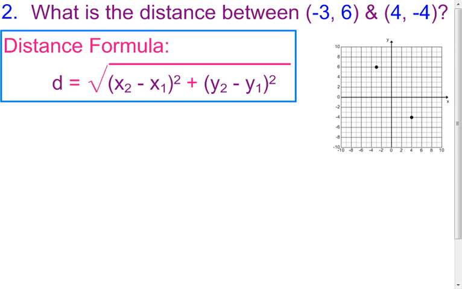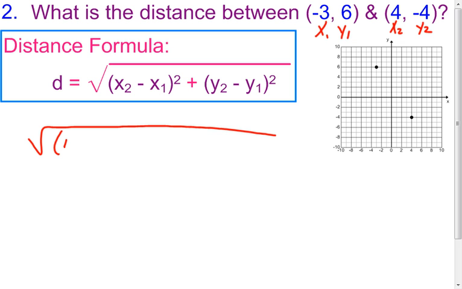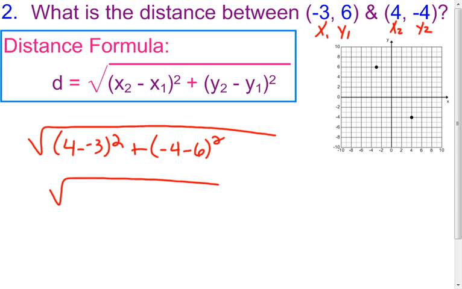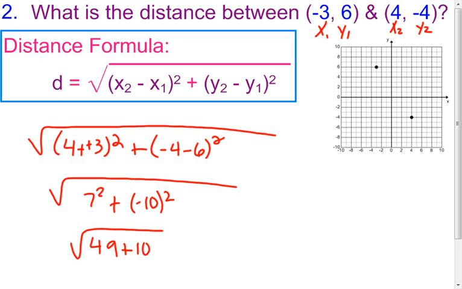All right, then if you want to find the distance between these two, again, you can label this as x1, y1, x2, y2. Probably the hardest part of these is having to simplify the radicals, but you can handle that. Okay, so here we go. Difference in your x's squared, so (4 minus negative 3) squared plus (negative 4 minus 6) squared, which is 7 squared. And then negative 4 minus 6 is negative 10 squared. So we'll have the square root of 49 plus 100, which is the square root of 149.